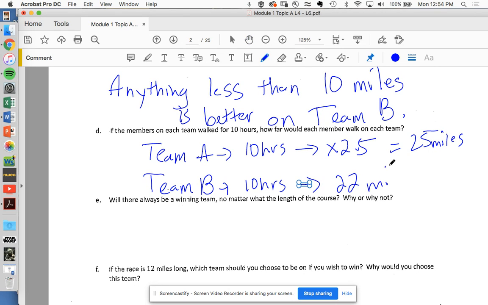22 miles. So which team is better after 10 miles? Team A. Now, will there always be a winning team no matter what the length of the course is or the time of the race? Is there always going to be a winner? Team A wins or Team B wins? Look at your table. Do you notice any similarities between the two tables? At what time and distance? Yeah, at 4 hours, which is 10 miles, which they asked the distance, they are tied.